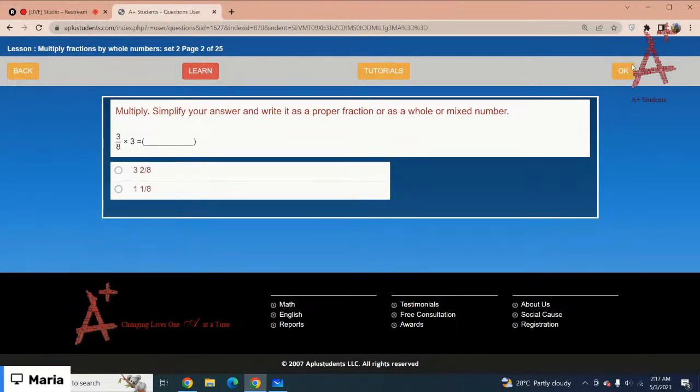The next one is 3 over 8 times 3. So you need to do numerator times numerator and denominator times denominator. So you need to do 3 times 3 and 8 times 1. 3 times 3 is 9, so it would be 9 over 8. So you have to divide 9 by 8. 8 times 1 is 8 and you have 1 remainder. So it would be 1 whole 1 over 8. Option number 2 is the correct option.